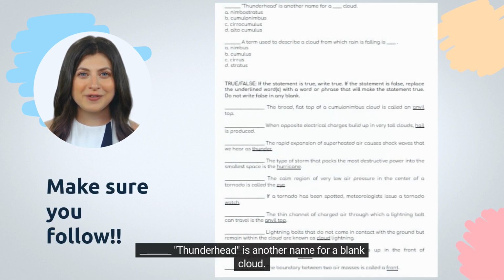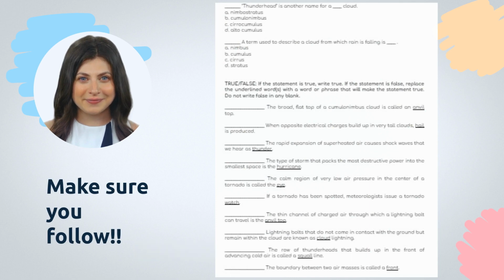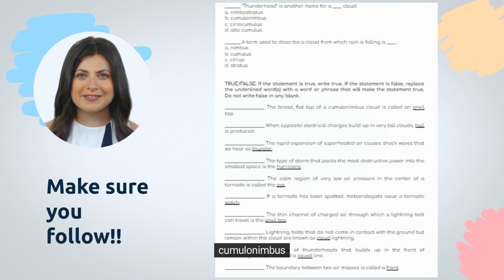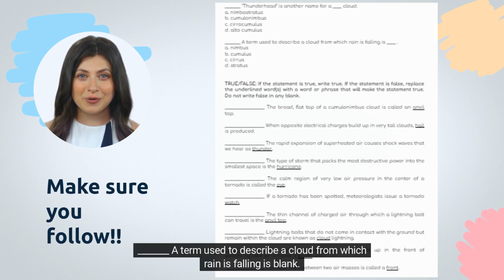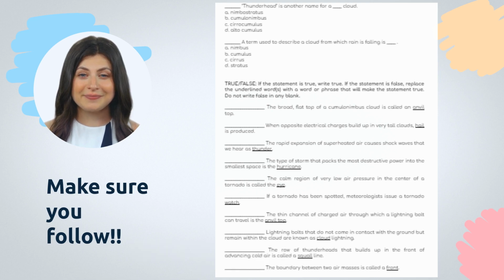Thunderhead is another name for a blank cloud. A. Nimbostratus. B. Cumulonimbus. C. Cirrocumulus. D. Altocumulus. A term used to describe a cloud from which rain is falling is blank. A. Nimbus. B. Cumulus. C. Cirrus. D. Stratus.